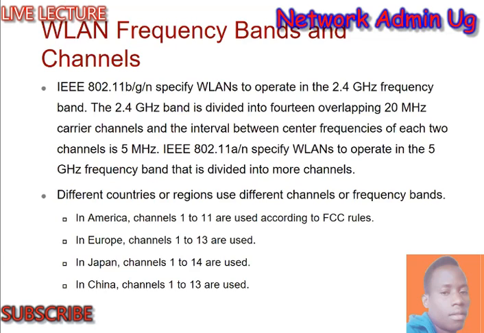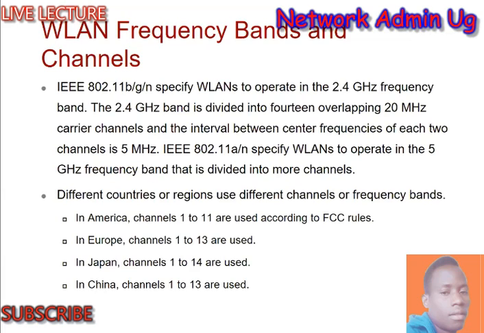Actually, in America, the FCC, the Federal Communications Commission, ruled to only provide channels 1 up to 11, and Japan uses the entire 14 channels. China uses up to 13 channels, and we shall look at all of these in a bit.